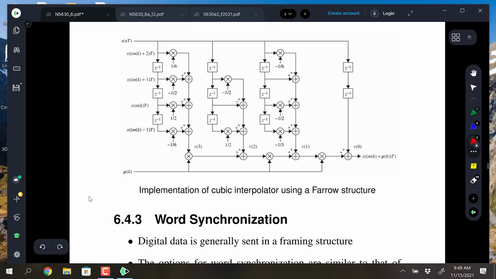Microphone's not clipped on yet, so there should be a little bit of noise as I'm clipping it on.